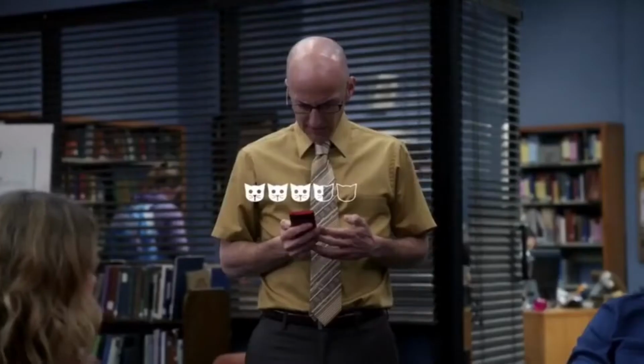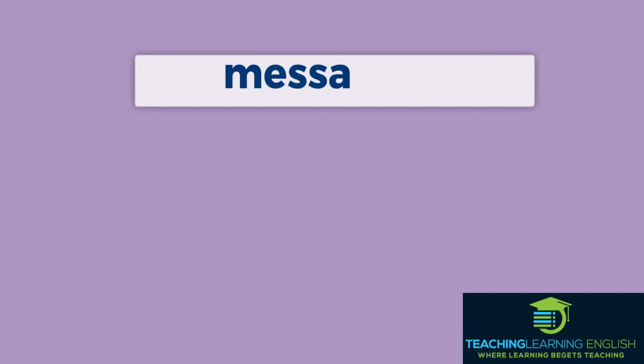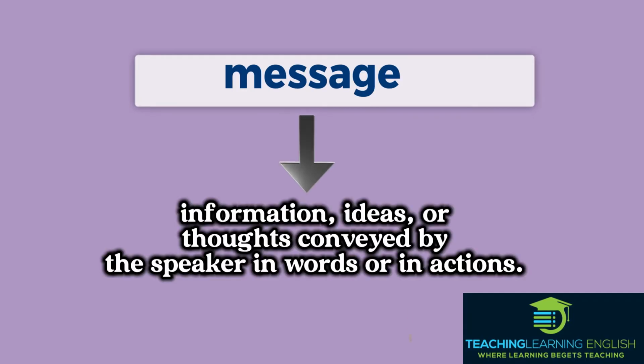by the receiver. For example, in a classroom situation, when a teacher discusses their lesson, the sender is the teacher, but students can also become senders or sources of information when they share ideas to the class, which makes it interactive. Second is message. This is the information, ideas, or thoughts conveyed by the speaker in words or in actions.